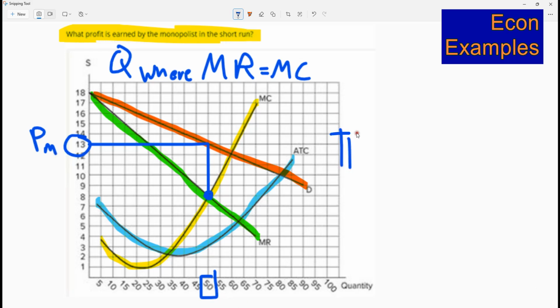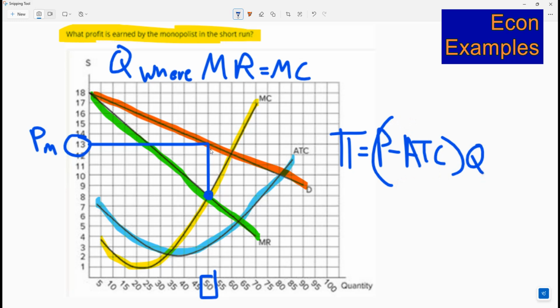Our profit formula is going to be, you want to memorize this, price minus average total cost, and then we're going to multiply that by quantity. So our price is 13. We need to look up and down on 50. Where is average total cost? It is down here. So our average total cost of producing 50 units is 3. All right, we're going to be able to do this one in our head on 50 units. So 10 times 50 equals 500.